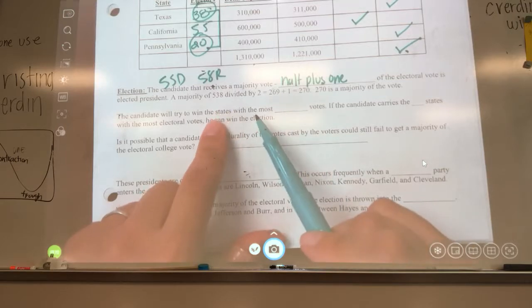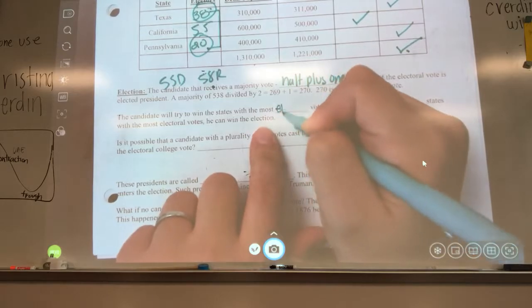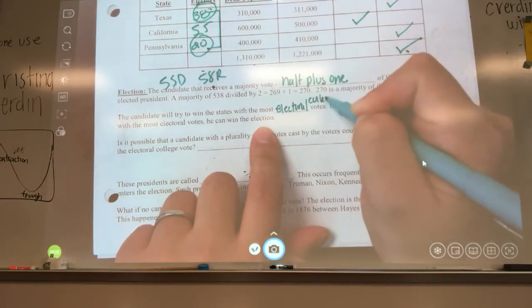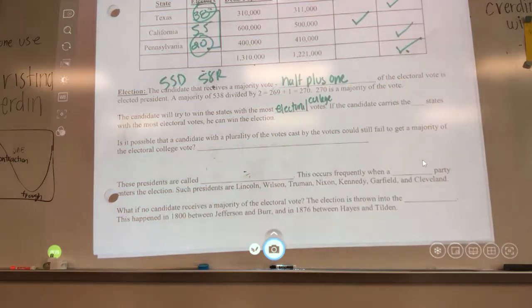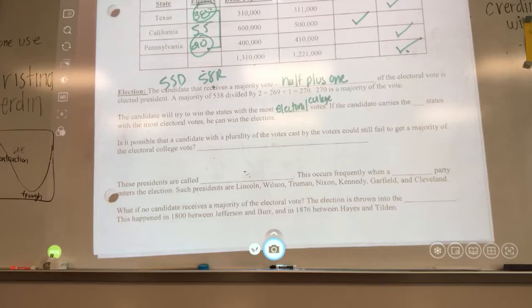So the candidate will try to win the states with the most what? Electoral College votes. How many states do you think it would take to win the Electoral College? 2 states? And we're done? Well, maybe hypothetically, you would want California, probably Texas, Florida, New York. How many states do y'all predict? I'm gonna say 10.